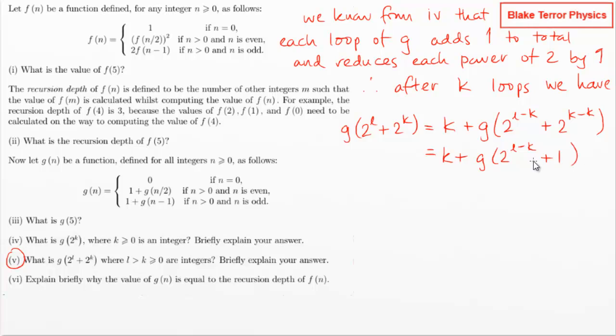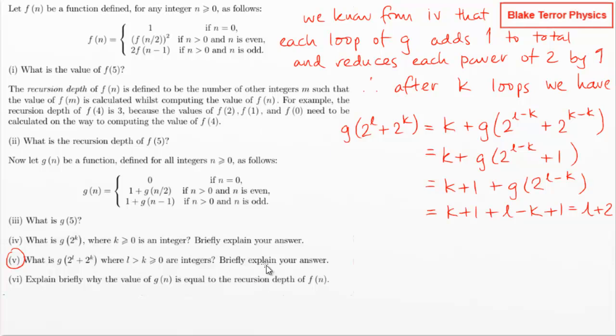That means we're going through the bottom branch. So that equals k plus 1 plus g of 2 to the L minus k, because that's what the bottom branch of the function does. Okay, that's great. Now we know what happens with this one, because that was our result from the first part of the question: we're going to get the power plus 1. So that is equal to k plus 1 plus L minus k plus 1, which is L plus 2. Okay, that's good.